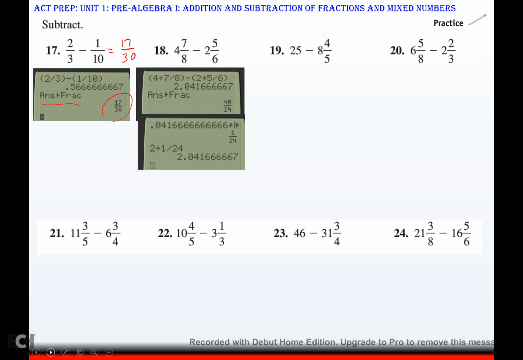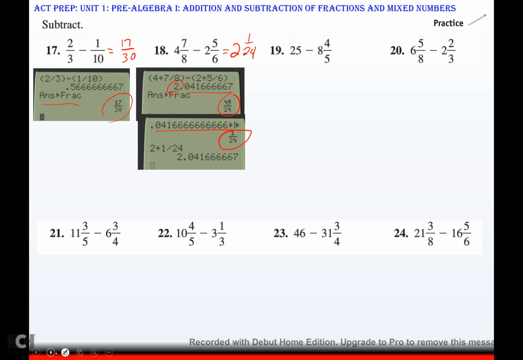18, I typed it, 4 7/8 minus 2 5/6. I get 2.0416 repeating. Math enter it. You get 49 over 24, which is improper. Well, this tells me it goes 2 whole times plus 0.0416 repeating. So I turn that into a fraction with math enter, and that gives me 2 whole times and 1/24 left over.